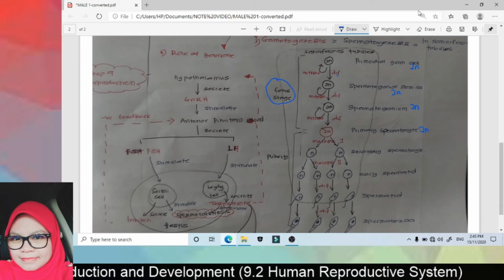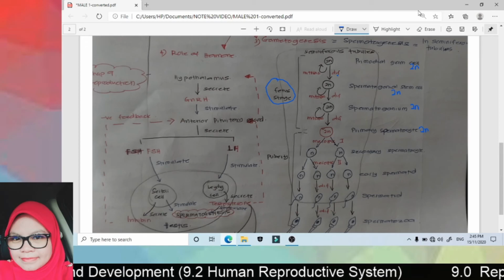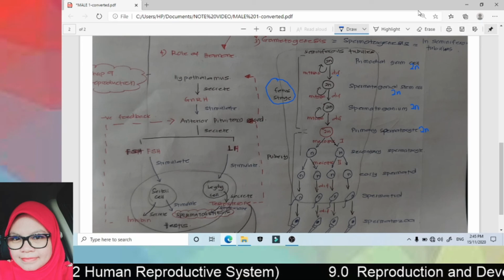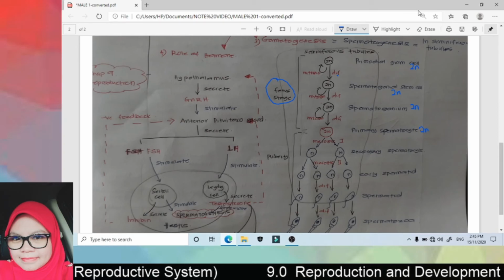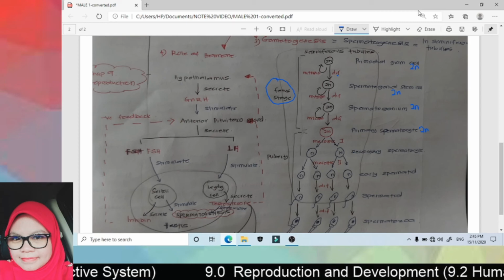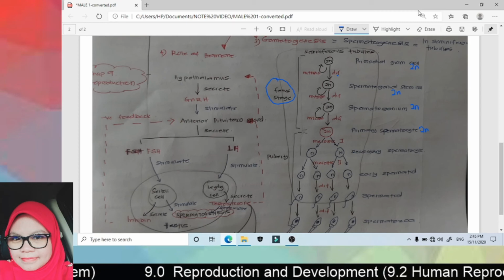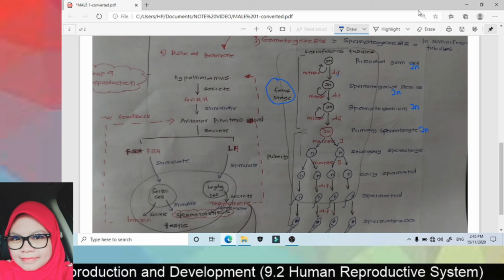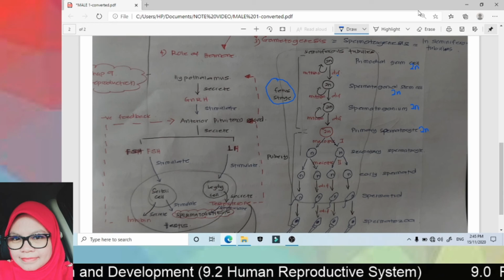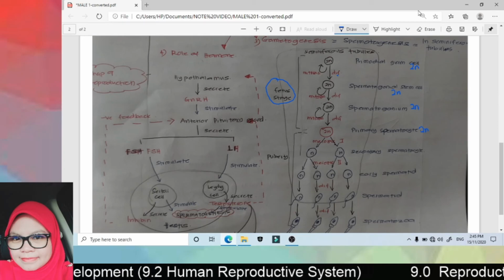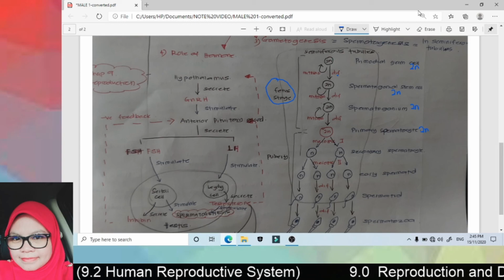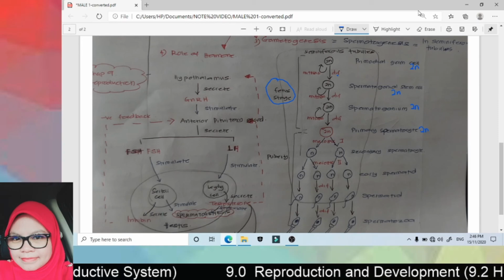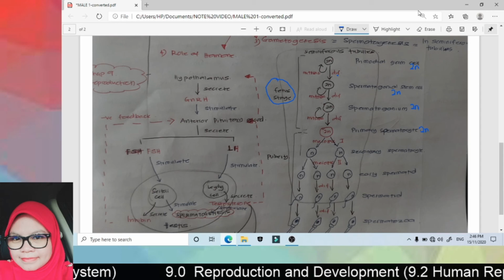I repeat, during the fetus stage, the primordial germ cell, which is diploid, undergoes mitotic division and undergoes differentiation to become spermatogonial stem cell. Spermatogonial stem cell undergoes mitosis to produce more spermatogonial stem cells and at the same time undergoes differentiation to become spermatogonium. Then spermatogonium undergoes mitotic division and at the same time undergoes differentiation and becomes primary spermatocyte. So at birth, all the boys have primary spermatocytes.